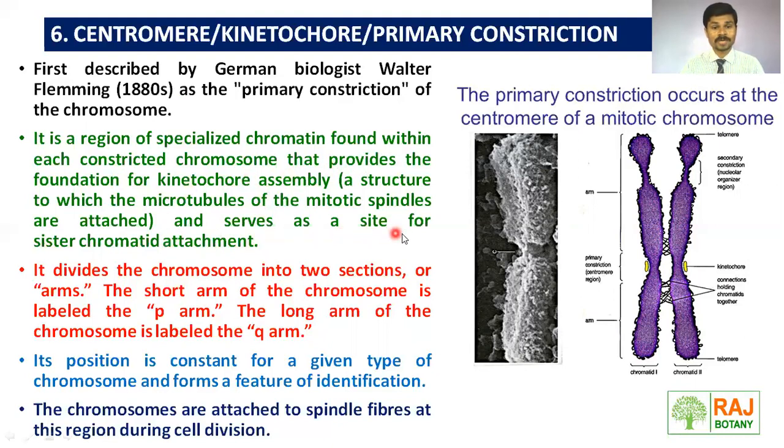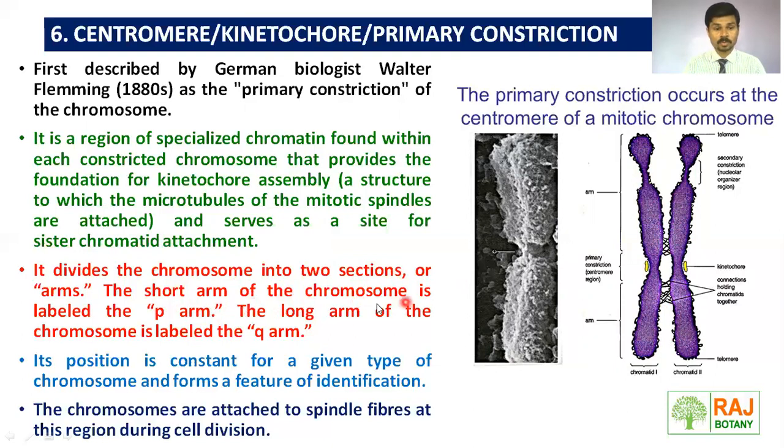The centromere also serves as the site for sister chromatid attachment. Here we can see these are the sister chromatids, this is the centromere, and this is also a sister chromatid, and these sister chromatids attach at the primary constriction, or the centromere region. This centromere region divides the chromosome into two sections. The sections are also called arms. These are the arms of the chromosome.